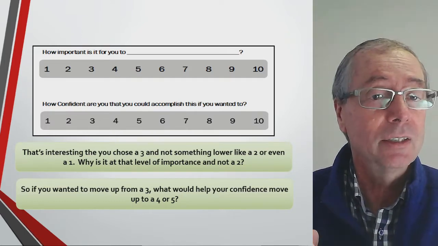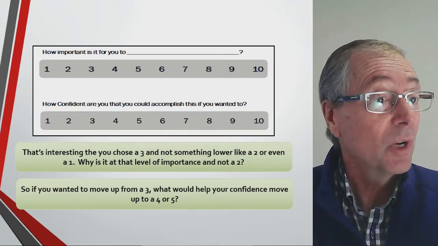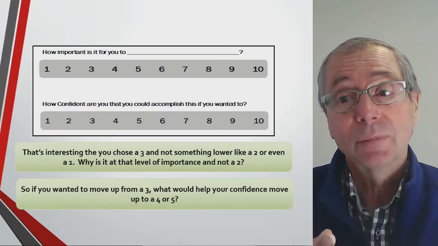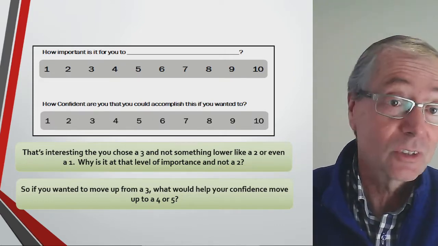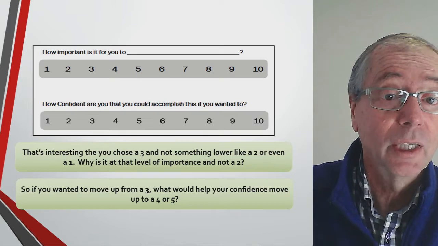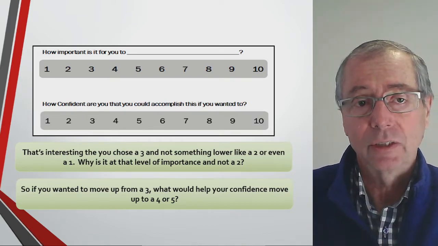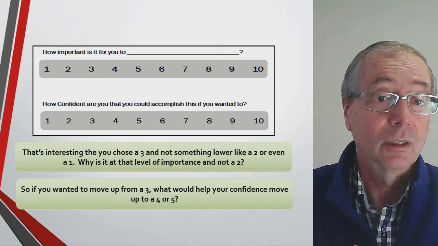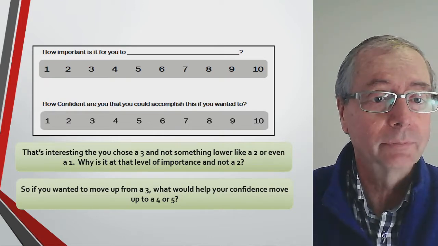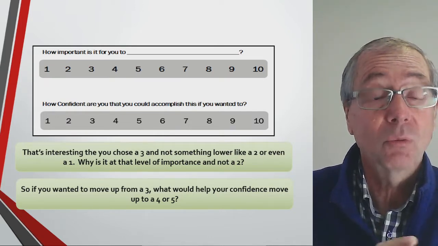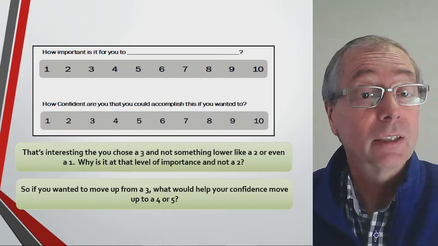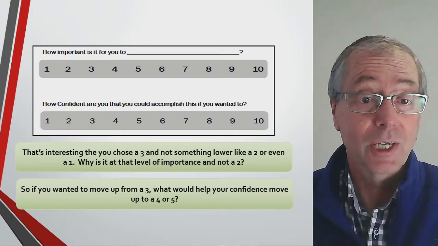But if you say to them, why isn't it a 2? Why isn't it lower? Well, I do recognize there are some health benefits to not smoking. And so that triggers change talk, right? So why isn't it 2? Why isn't it lower, right? Or you can ask the question, what would help you move to a 4? What would help you move up the scale?